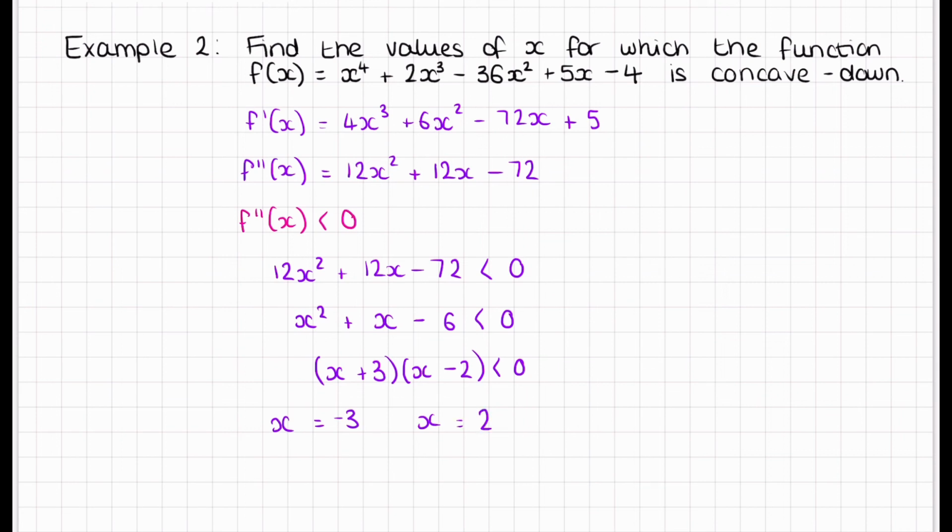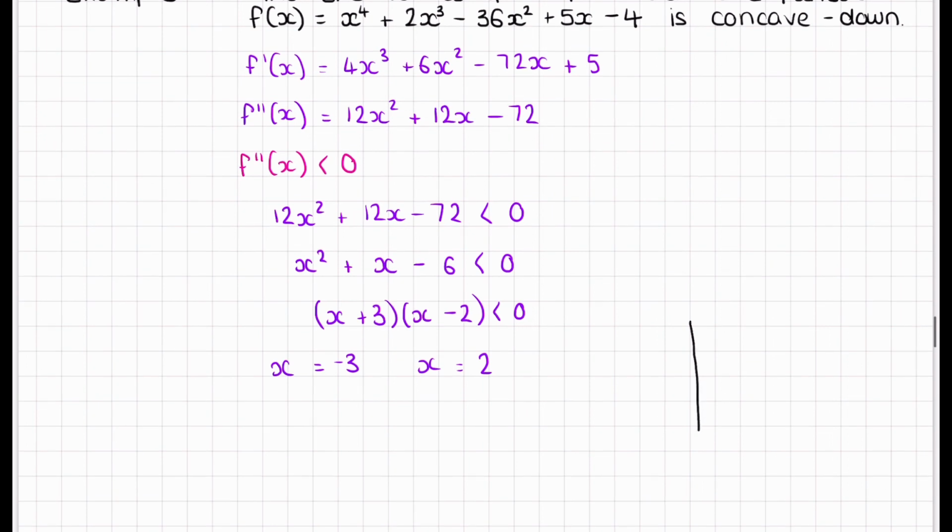Now, to work out our interval, or for what values the function is concave down, we know it's going to be an interval. We can just quickly sketch it. Okay, so if we were to sketch this graph, it looks something like this. We know this point here would be -3, this is 2, and we want to know when this graph is less than 0, so it's going to be everything below the graph, which is going to be between -3 and 2. So our solution will be that x has to be greater than -3 and less than 2.